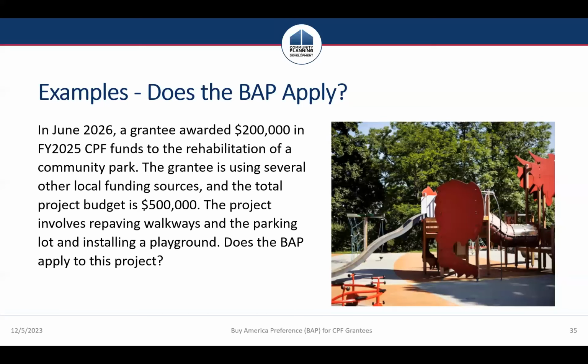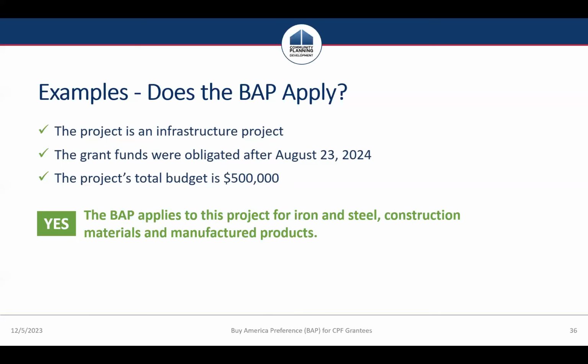So again, as you walk back through your BAP determination process that we discussed earlier, some key questions you're asking yourself. Is it an infrastructure project according to the definition? Does it include iron and steel, manufactured products, or construction materials? Is the funding subject to the BAP based on phased implementation dates? And do any of the other waivers apply? So let's go ahead and take a look at our answer here.